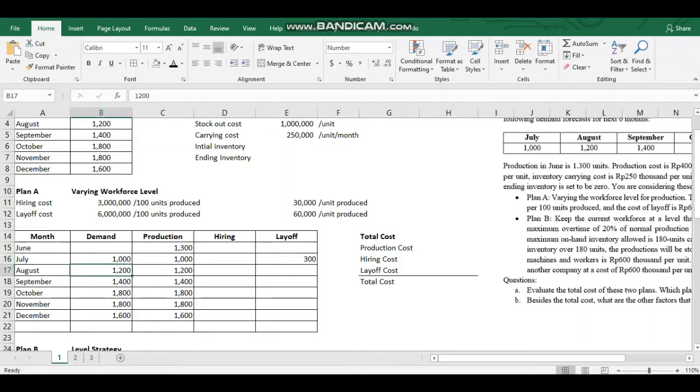Next, in August, the demand is 1,200 units, and so the production. And we have to know that our current level production is only 1,000, from July. So there is increasing demand from July to August, so we have to hire more units, right, to meet the demand and production in August. We have to hire as much as the difference between the demand or production in July and August, and the difference is 200.